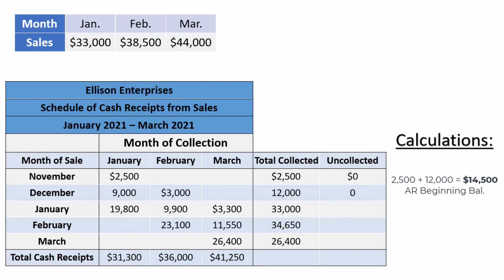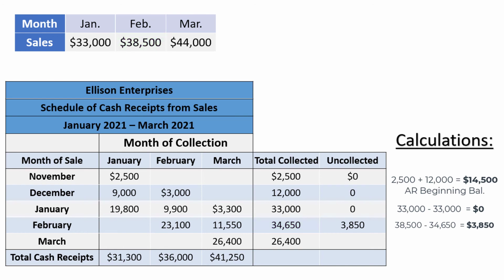For January, there was a total of $33,000 in sales. We also see that the entire $33,000 has been collected, which leaves us with $0 uncollected, calculated by taking the $33,000 in sales minus the $33,000 that has already been collected. The February sales are $38,500. Based on the schedule of cash receipts, $34,650 of those sales have already been collected. This suggests that the difference, $3,850, still needs to be collected and is therefore a part of the ending accounts receivable balance.